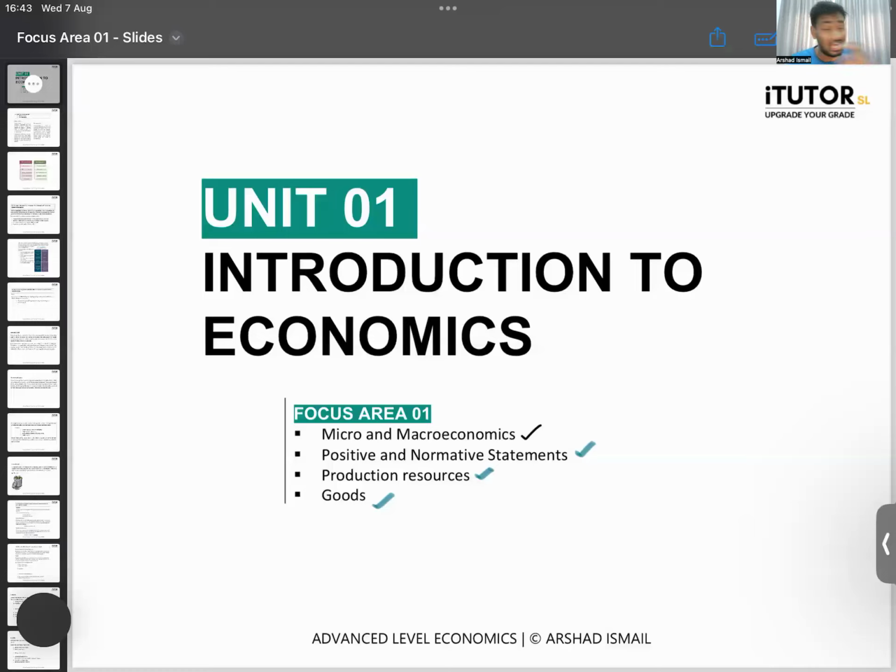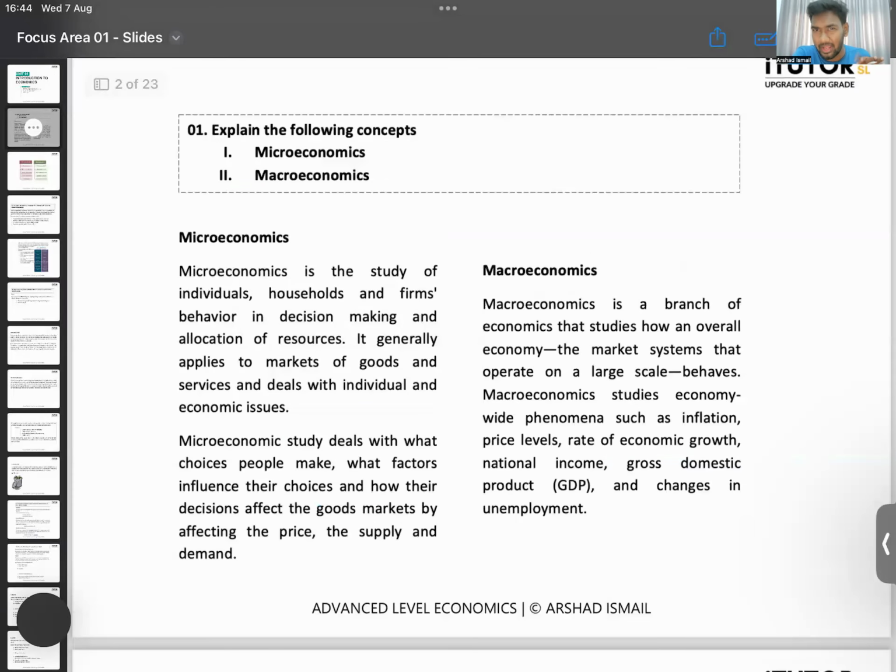Again, noting I am not teaching this from the beginning. I am under the impression that you have at least heard of what these are: what is micro, what is macro, what are resources, what are goods. Otherwise, that is what the theory class is for, the revision. So I will quickly recap. Starting off, Lamai, what is micro and macroeconomics? We'll quickly recap this.